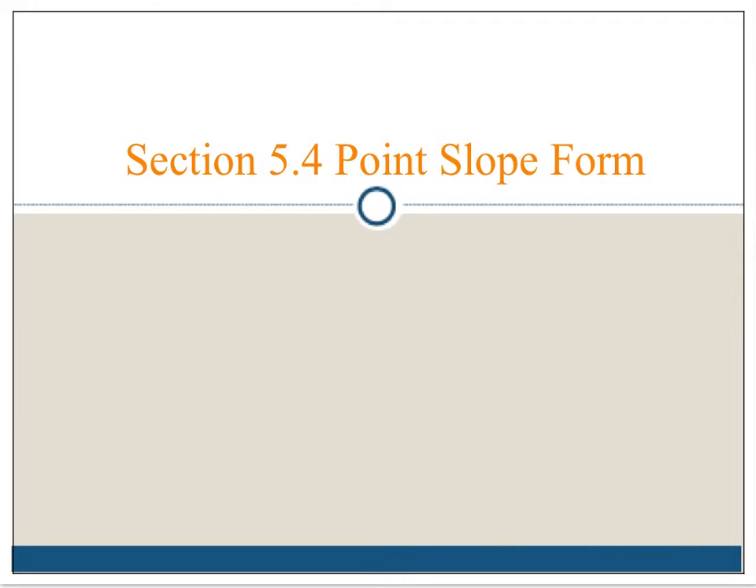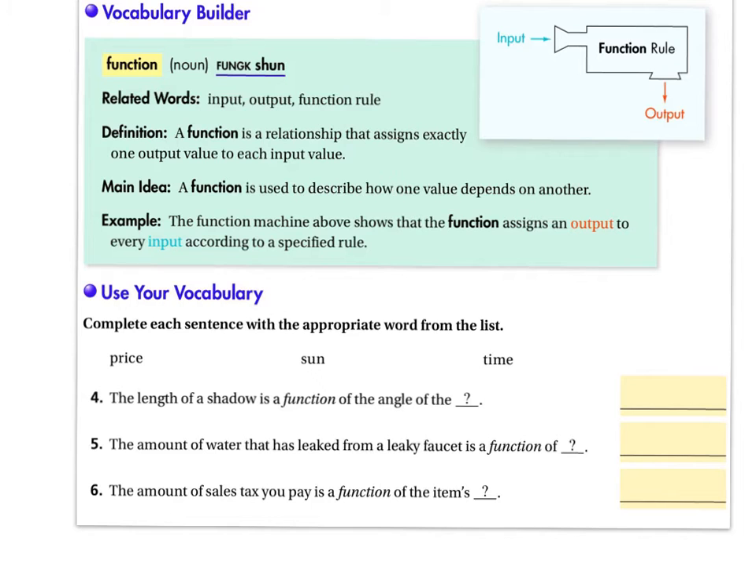Algebra 1, Chapter 5, Section 4, Point-Slope Form. Vocabulary word is function. A function is a relationship that assigns exactly one output value to each input value.